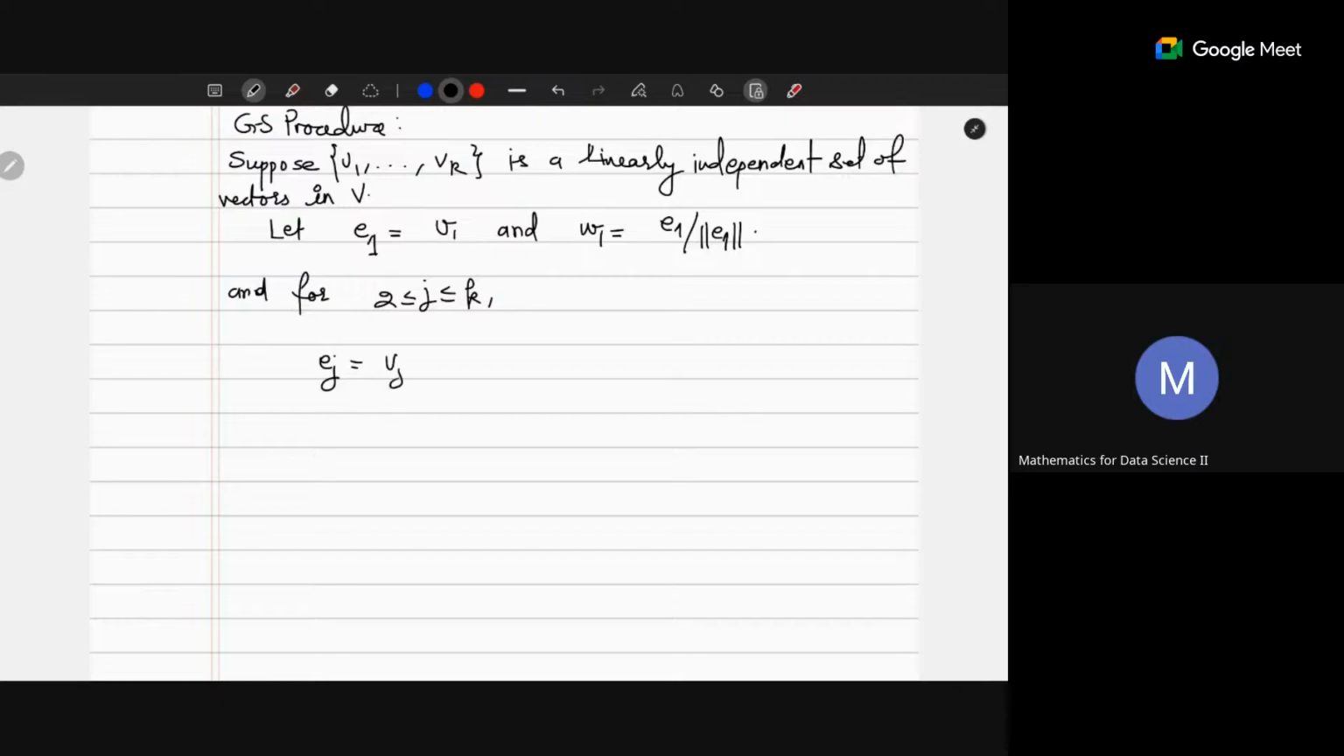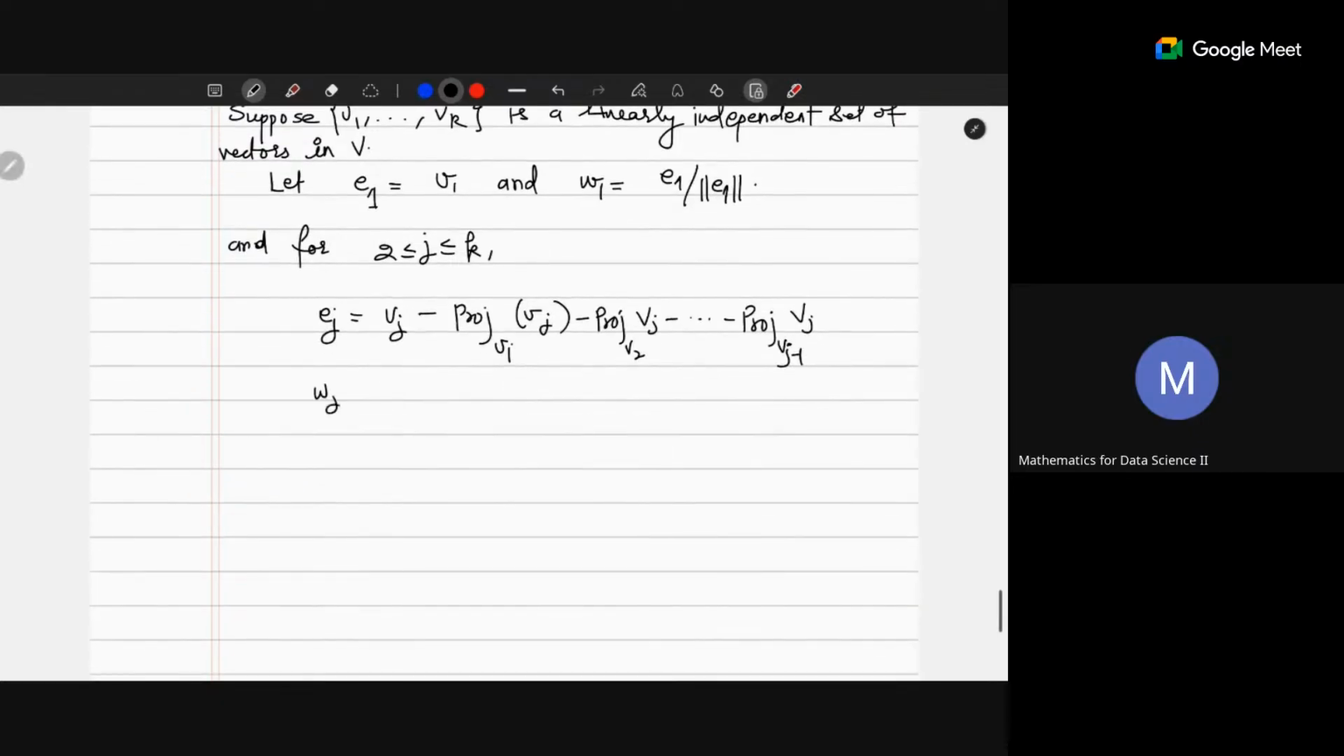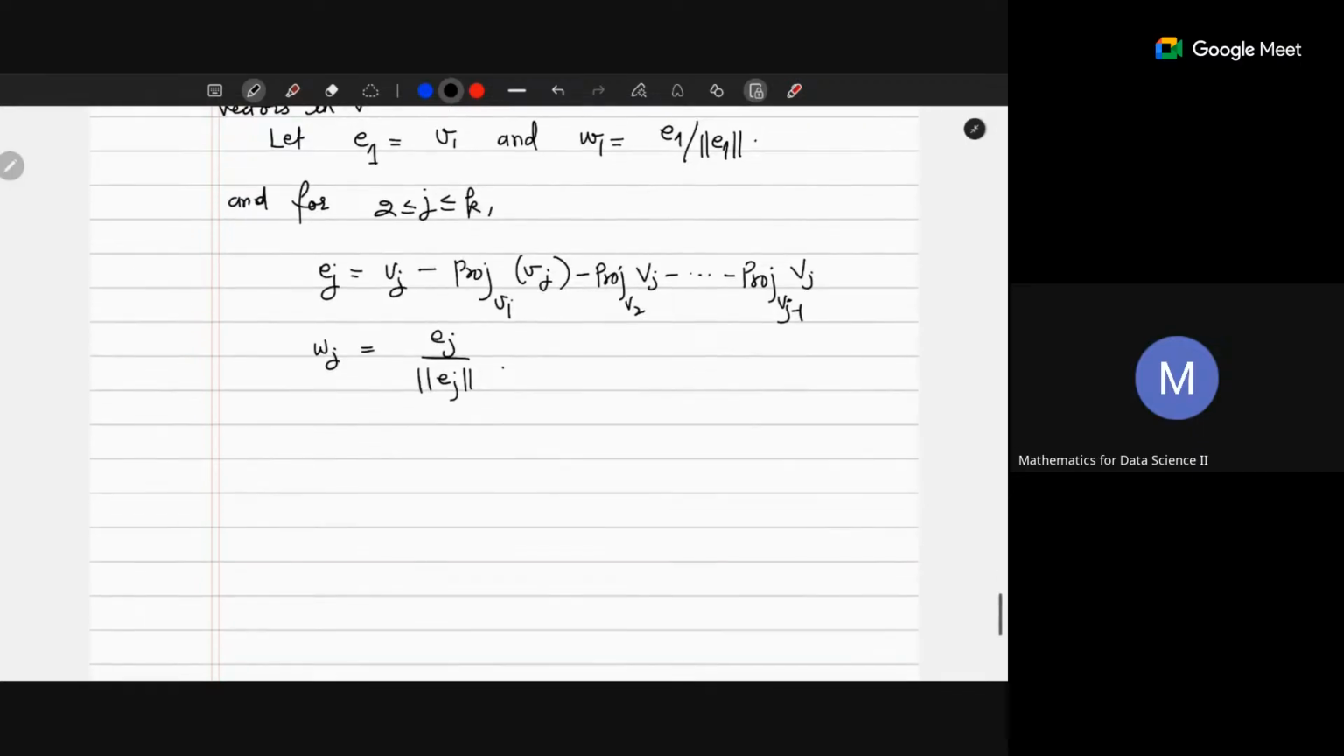So Vj minus the projection of V1 in the direction of V1, the projection of Vj in the direction of V2, the projection of all the vectors up to Vj minus 1. All right. It makes sense. So you have to remove all these projections and you define Wj to be Ej divided by the norm of Ej.